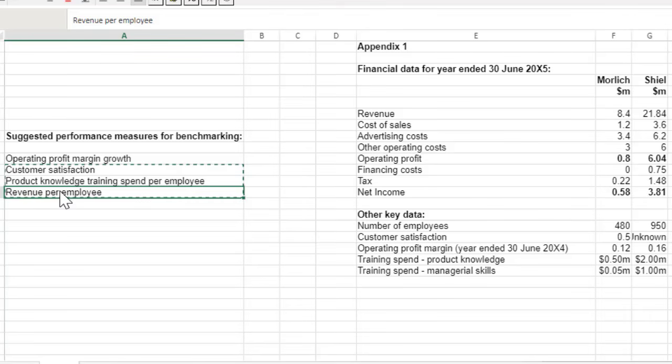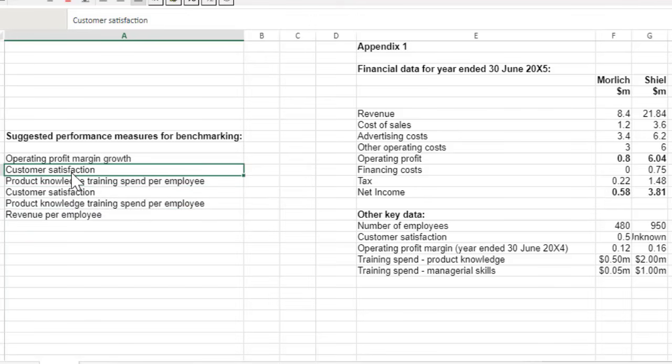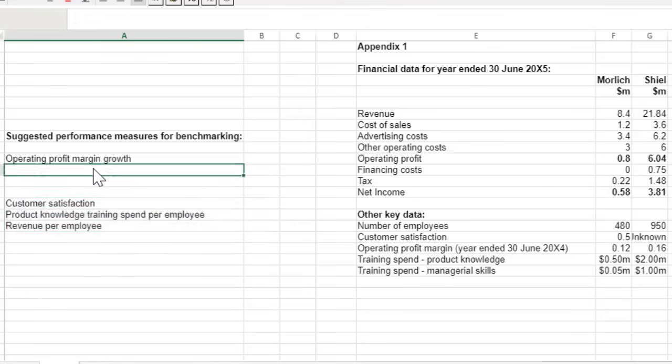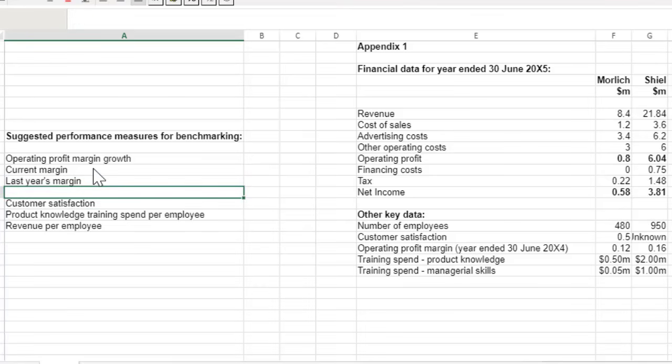So I'm going to move the metrics lower. Let me get those out of the way. Maybe I'll even move them one block lower. And if I want to get the operating profit margin growth, I've got to get the current margin. I got to get last year's margin. And then I can calculate the growth with that info.